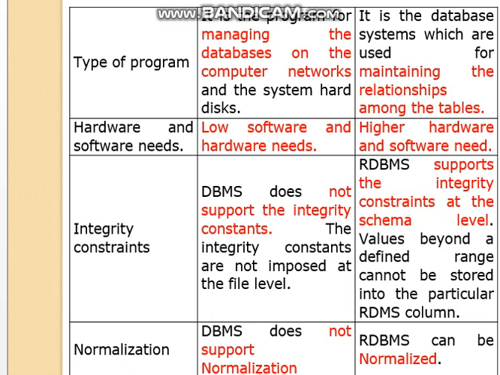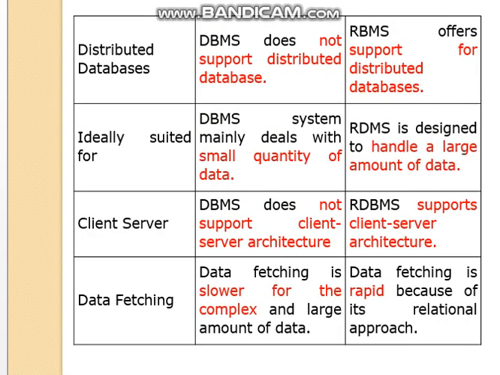Next parameter is integrity constraint. A database management system does not support integrity constraints. The integrity constraints are not imposed at the file level. When we consider RDBMS, it supports integrity constraints at the schema level. A value beyond a defined range cannot be stored in a particular RDBMS column. Next is normalization. DBMS does not support normalization. When we consider RDBMS, it always has to follow the normalization rules.